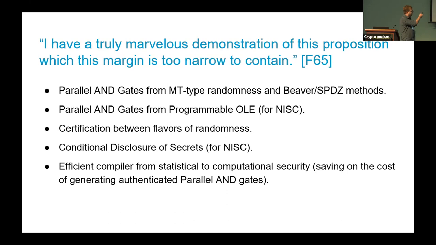If that sounds fun, maybe it'll be a fun exercise to read. And then there's this trick we do at some point where we build the parallel AND gates with statistical security instead of computational security, which costs a multiple of rho instead of kappa, so it saves a factor of 3 somewhere. And then you can cheaply go from statistical to computational security.